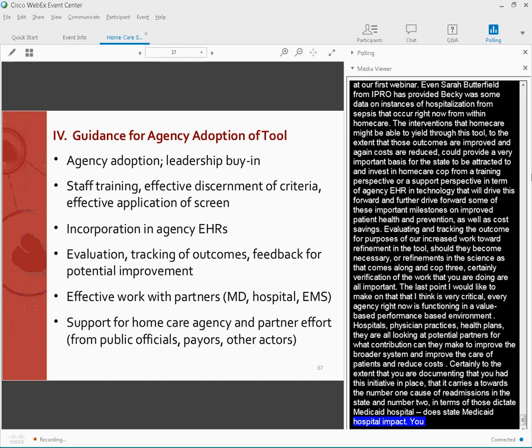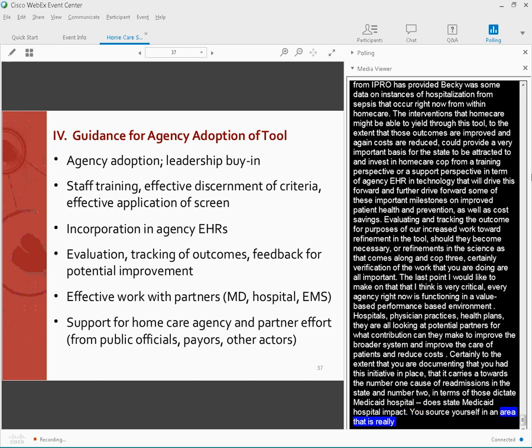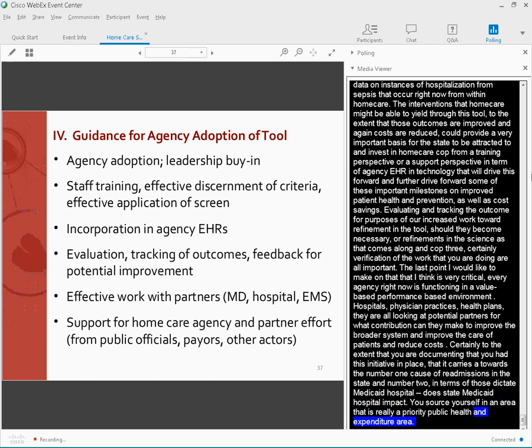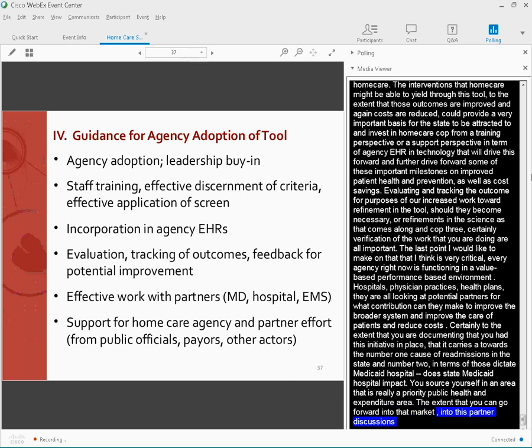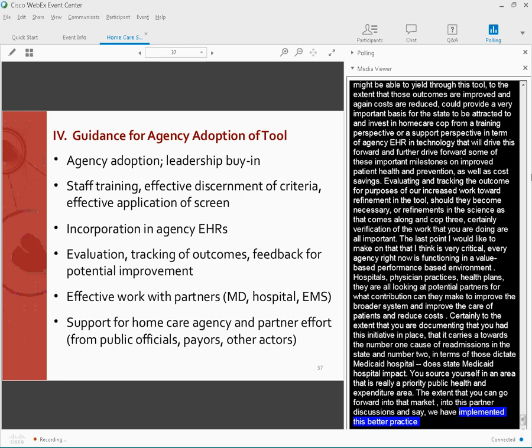So the extent to which you can go forward into that market, into those partner discussions and say, we have implemented this best practice initiative in sepsis, here's what we're doing as a result, it certainly is a very, very important piece of information to bring into those discussions. Amy or Eve, I invite any other comment on that one.